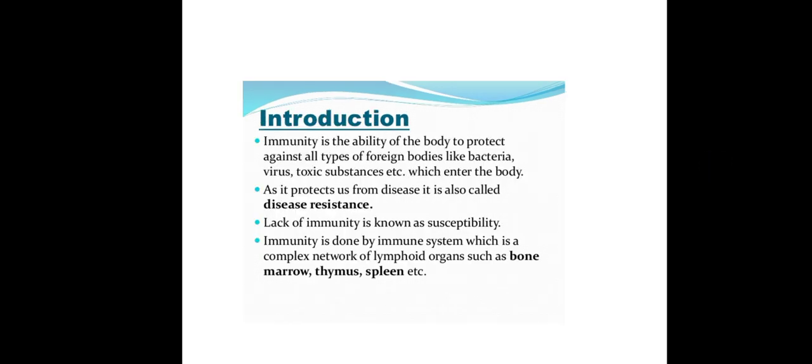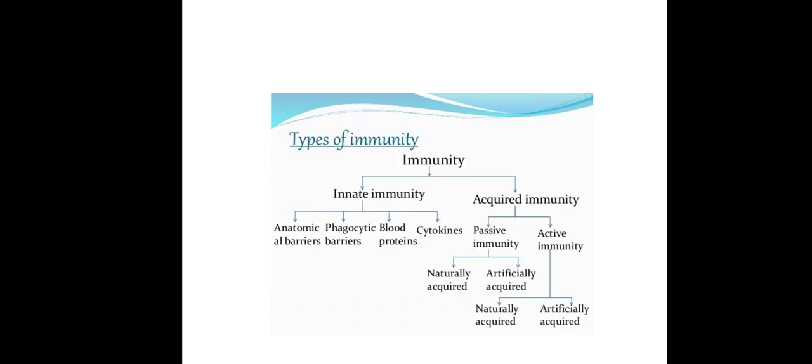First of all, about immunity. What is immunity? Immunity is the ability of the body to protect against all types of foreign bodies like bacteria, viruses, toxic substances, etc. that enter into our body. As it protects us from diseases, it is called disease resistance. Lack of immunity is known as susceptibility. Immunity is done by the immune system, which is a complex network of lymphoid organs such as bone marrow, thymus and spleen.